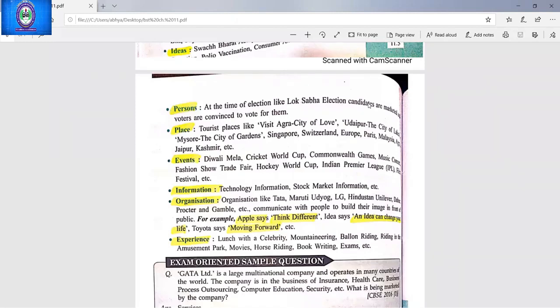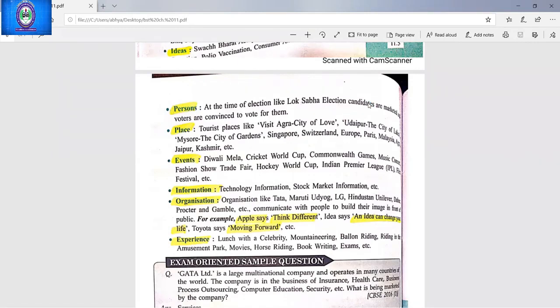Events in our school life, different events are there: Diwali, Mela, or any other thing. Cricket World Cup. Many times you have seen that all the mega events are sponsored. So that sponsorship means that activities are marketed. They have taken money for those activities. Commonwealth Games, music concerts, fashion shows, and all the reality shows on TV are also marketed. Okay, so next, information. Information can also be marketed. Stock market information and other information. All these are marketed. So next are organizations like Tata, Maruti Udyog.